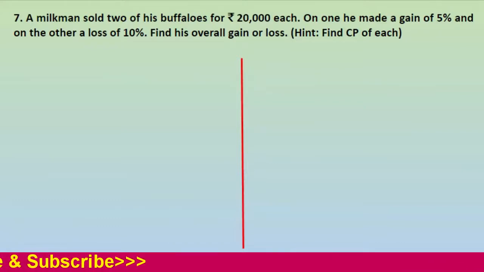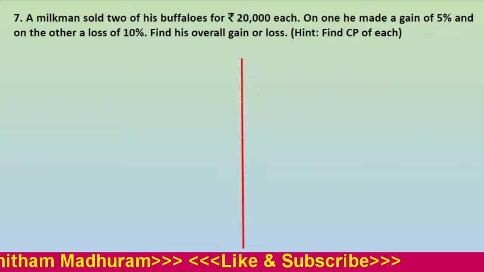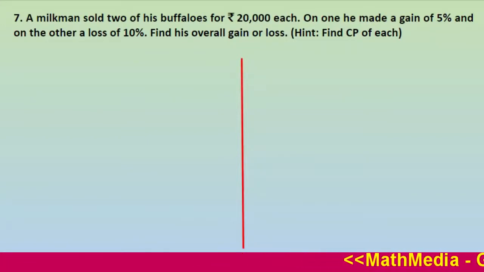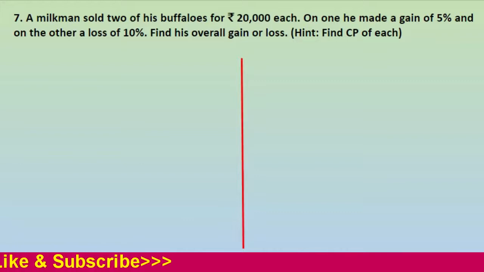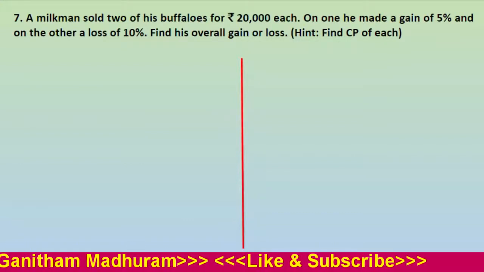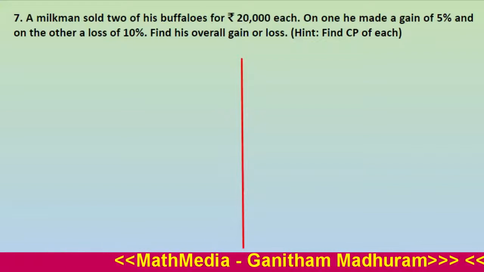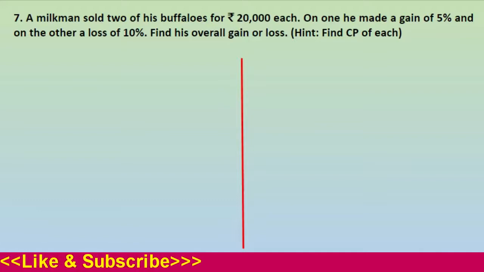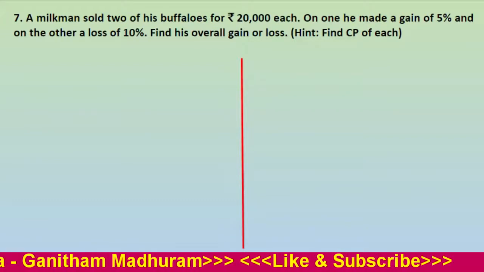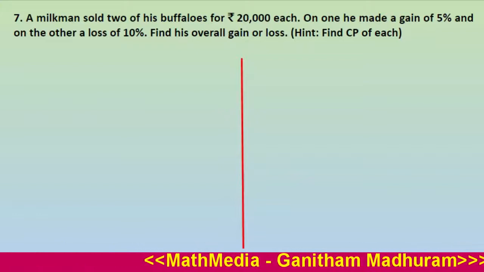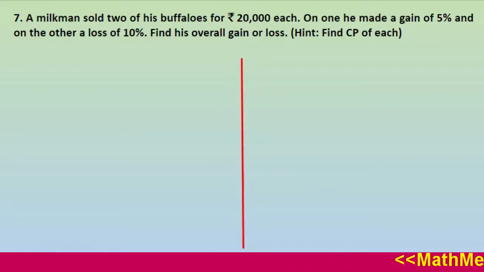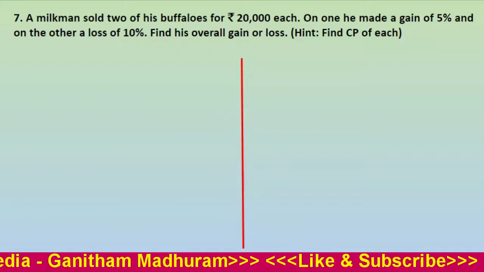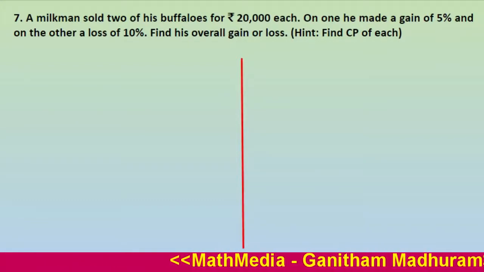Next, we move to question number 7. A milkman sold 2 of his buffaloes for rupees 20,000 each. On one he made a gain of 5% and on the other a loss of 10%. Find his overall gain or loss. I think the question is clear. Here it is given, milkman sold 2 of his buffaloes, means SP of one buffalo is rupees 20,000.